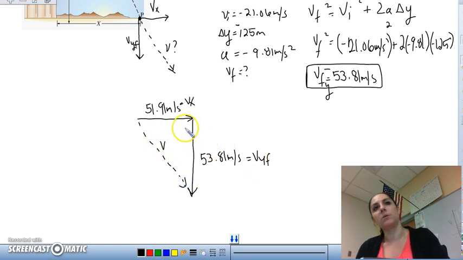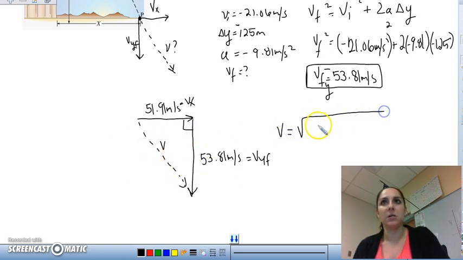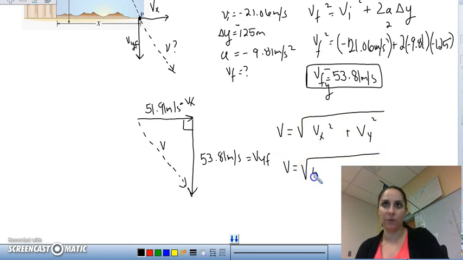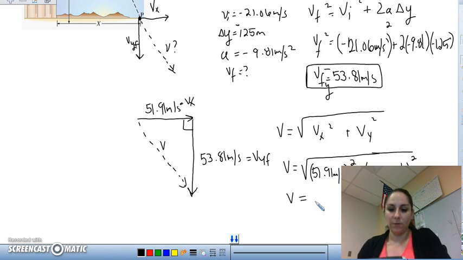And I hope you recognize what you see here. This is a right triangle, so I'm basically solving for a hypotenuse. This is pretty safe to say, and you can write this on your equation sheet. I'm finding the hypotenuse by using the Pythagorean theorem. So 51.91 meters per second squared, plus the Y squared. I'm going to solve that out.